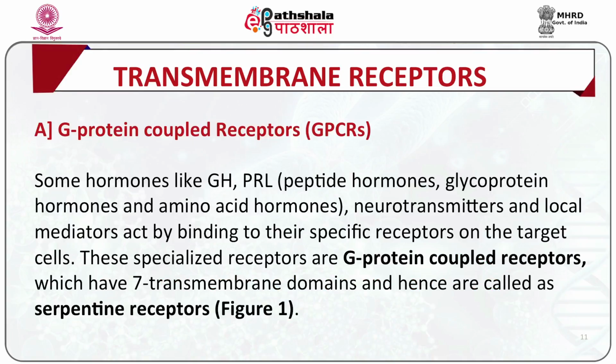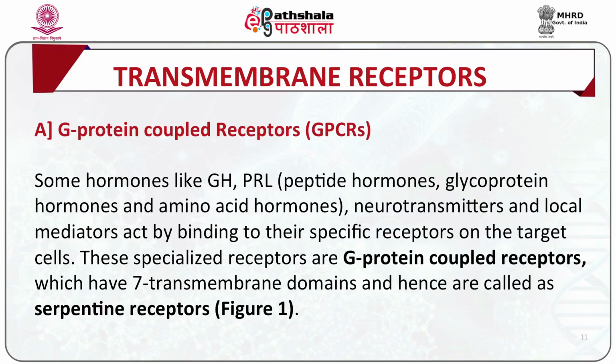Some hormones like peptide hormones, glycoprotein hormones and amino acid hormones, neurotransmitters and local mediators act by binding to their specific receptors on the target cells, which are coupled to G proteins. These specialized receptors are G protein coupled receptors, which have 7 transmembrane domains, and they are anchored in the plasma membrane. The beauty of activation of these receptors is that the same ligand can activate several different receptor family members.